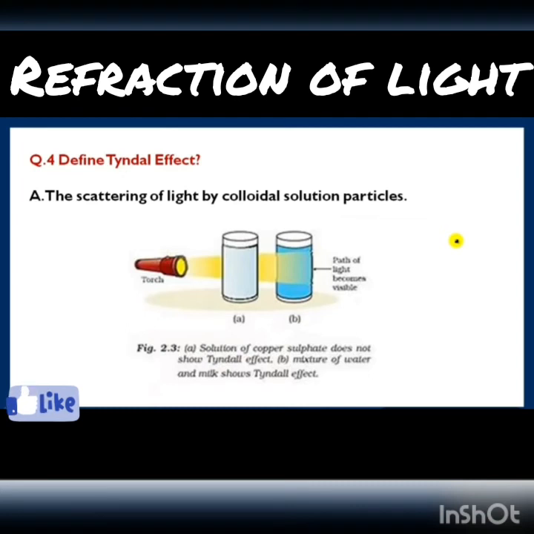In this figure you can see the first solution is copper sulfate and the second solution is a mixture of water and milk. In the copper sulfate solution, it does not show the Tyndall effect or scattering of light. But in the second solution, a mixture of water and milk, you can clearly see the path of light, and this is called the Tyndall effect.